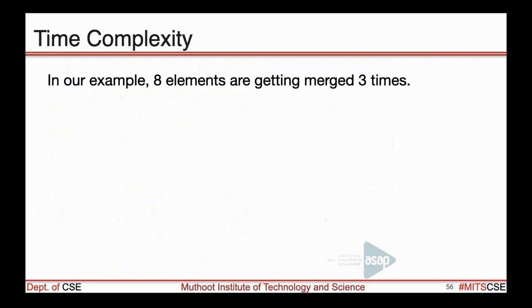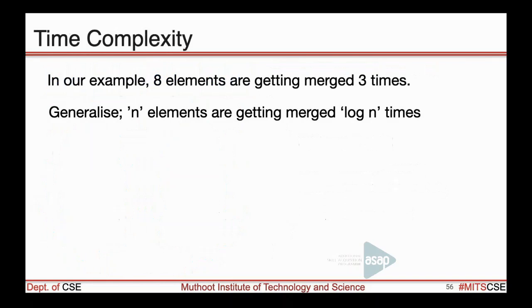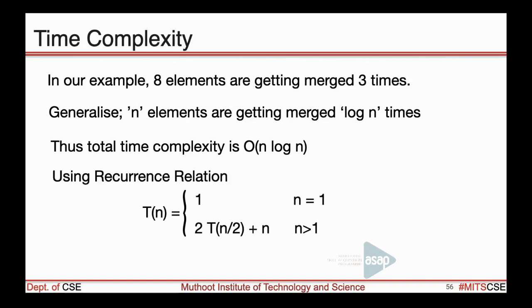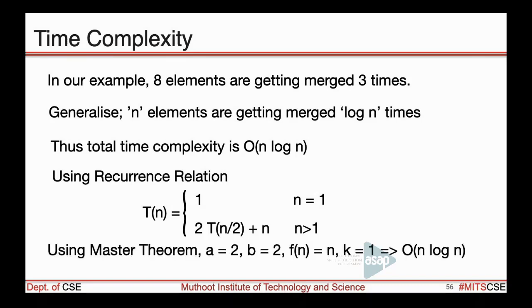So in our example, there were 8 elements and they were getting merged 3 times. So generalizing, we can say that n elements are getting merged log n times. So total complexity will be order of n log n. We can represent it using the recurrence relation 2T(n/2) plus n for merge sort. Why is it n by 2? Because we are taking the half, right? So 2T(n/2), 2 times, plus n. So using Master's theorem, we can say that a equal to 2, b equal to 2, f(n) is equal to n, k is equal to 1.